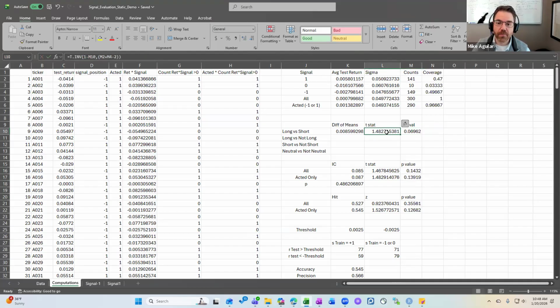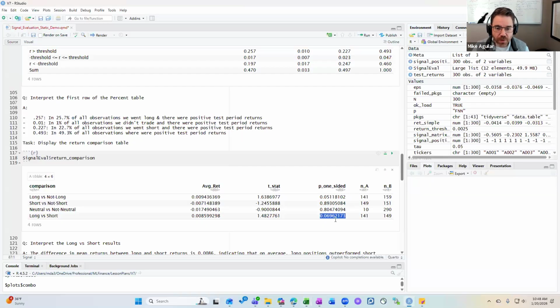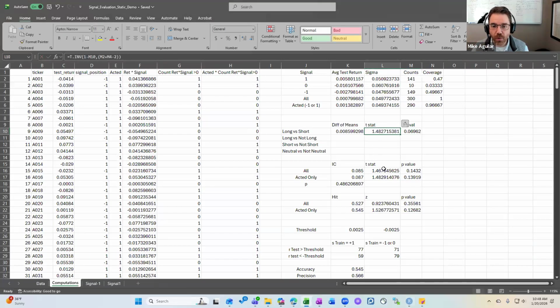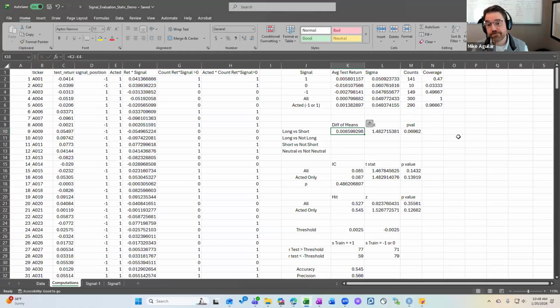To get to the t-stat that's accompanying it, we use t-inverse of one minus whatever that p-value is. And then we compute the degrees of freedom, where I'm counting up all the longs and shorts and subtracting off the 2 degrees of freedom that I lose. So it's 0.069, 1.48, 0.0085. Excel is pretty powerful, right? Excel can do a lot of stuff.